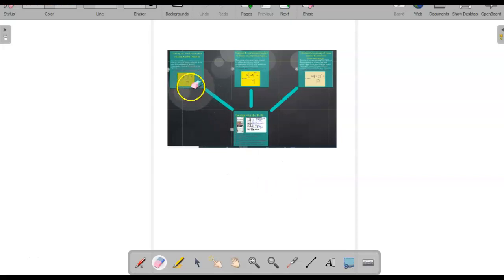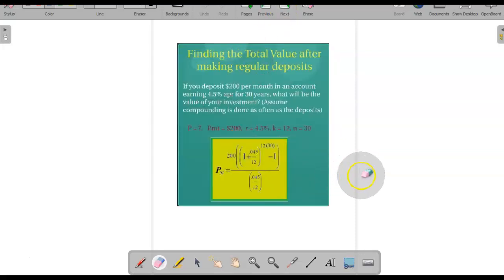So you may recall that we had 3 problems under the annuity savings plan section in the memory organizer layout, and I'm going to do all 3 of these. So you'll remember that the first example that I would have had on a note card for preparing for the quiz would be to find the total value after making regular deposits.